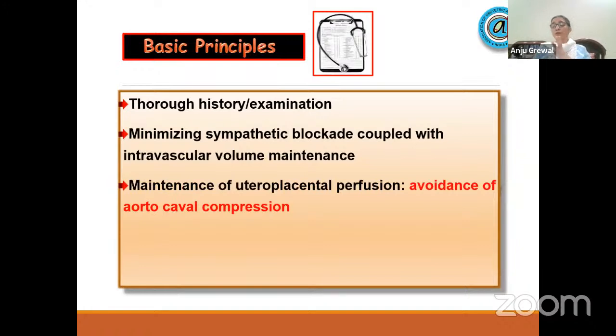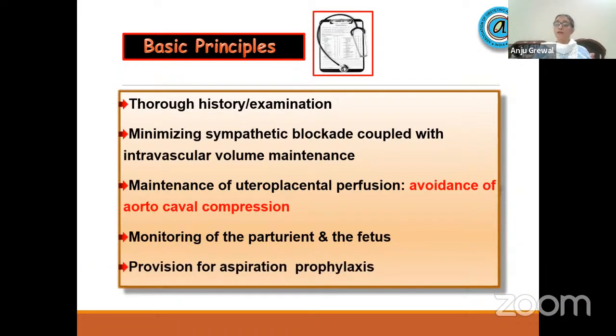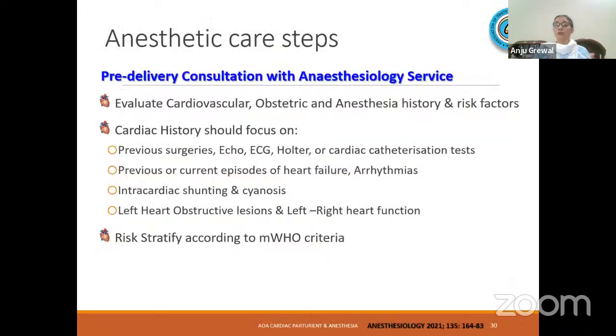You have to ensure, and of course I would not be repeating this again, that till delivery, these mothers do have a left uterine tilt. A left uterine displacement is extremely important, from 15 to 30 degrees or more. So avoidance of aortocaval compression is important. You need to monitor both the parturient and the fetus. Of course, we are more keen on the mother, but the fetus needs to be looked into as well. And as a generic rule, aspiration prophylaxis should be provided to all your mothers.